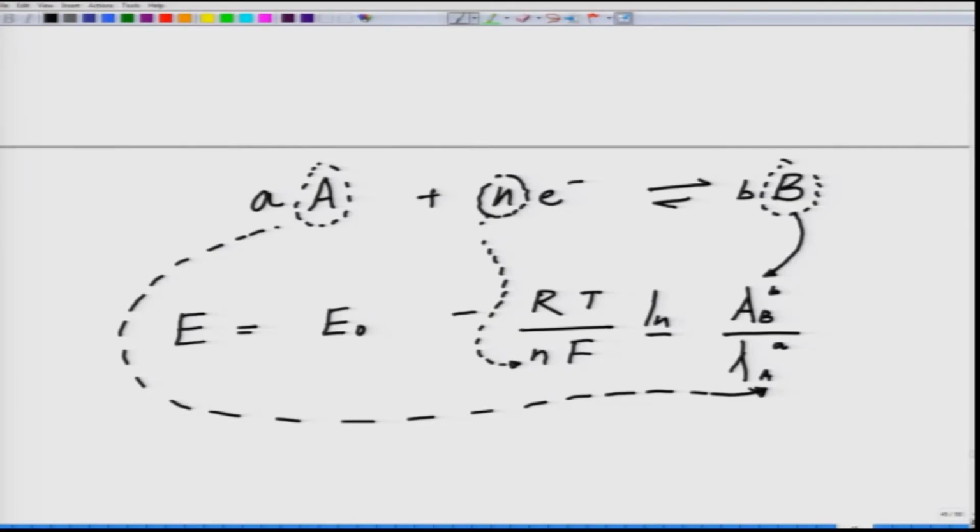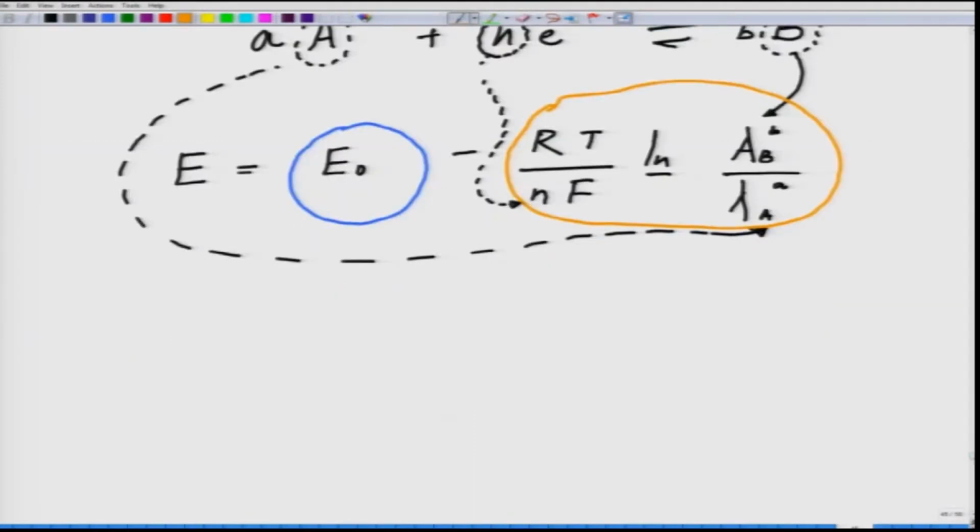Now, if you look at this equation, there are two terms. One is the standard potential and there is another term. This is your standard potential term and this is the second term. What are these two terms signifying?